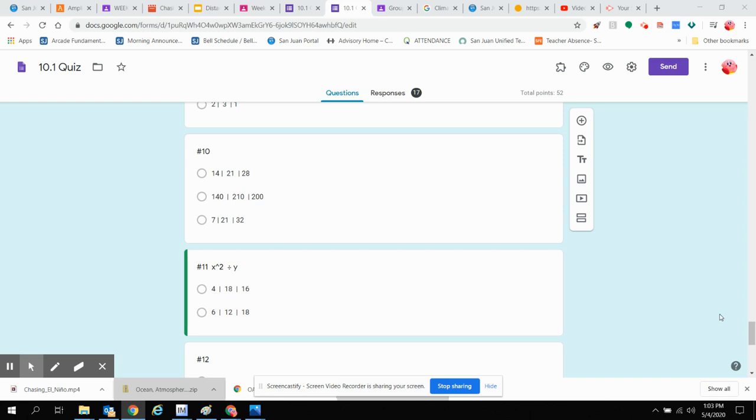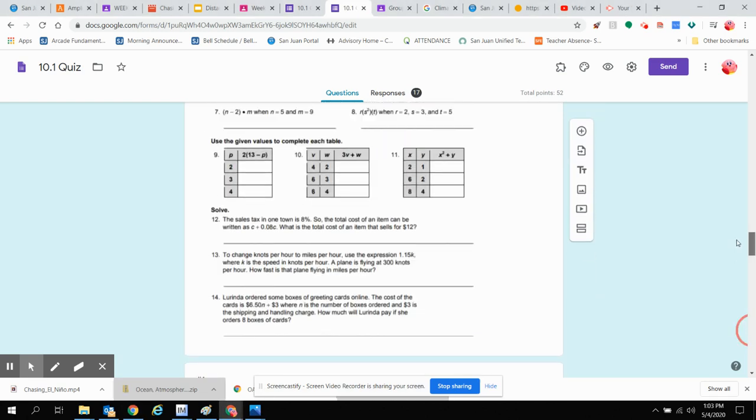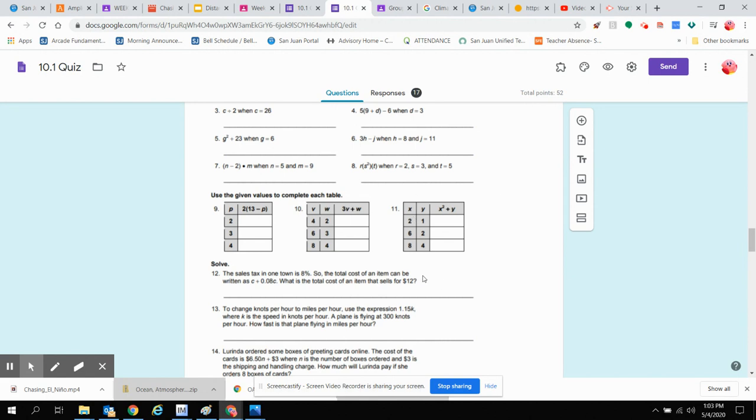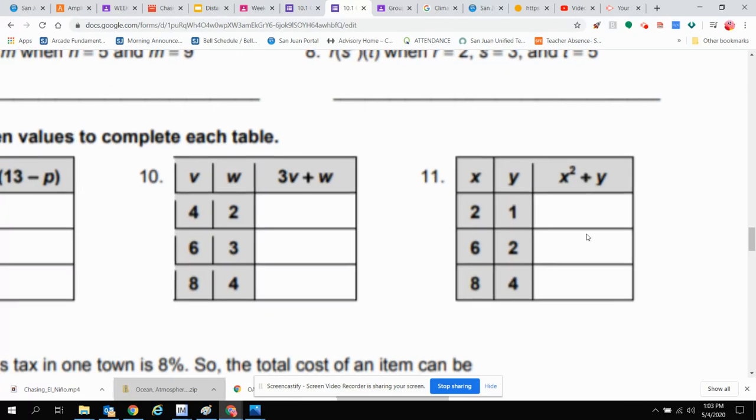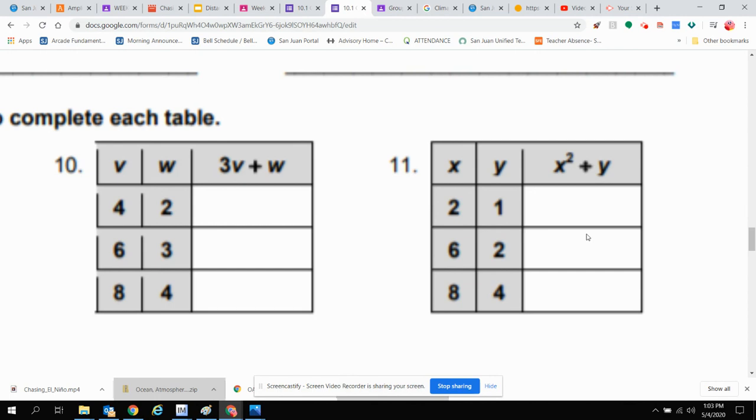Hey there, kiddos. I wanted to go over number 11 on the quiz that we took, which was the second 11, so part 2. When I'm looking at 9, 10, and 11, I see these tables, and I'm honest, I think that the fact that it's a little bit blurry is why I'm having some issues. So if you look at number 10, it says 3v plus w, and number 11, it looks like that says x squared plus y. And I'm really sorry about the blurriness of this.